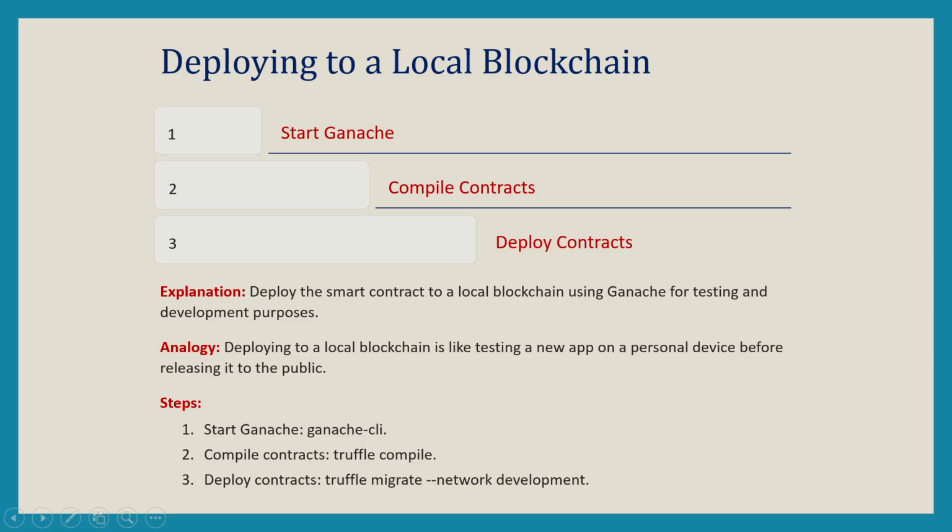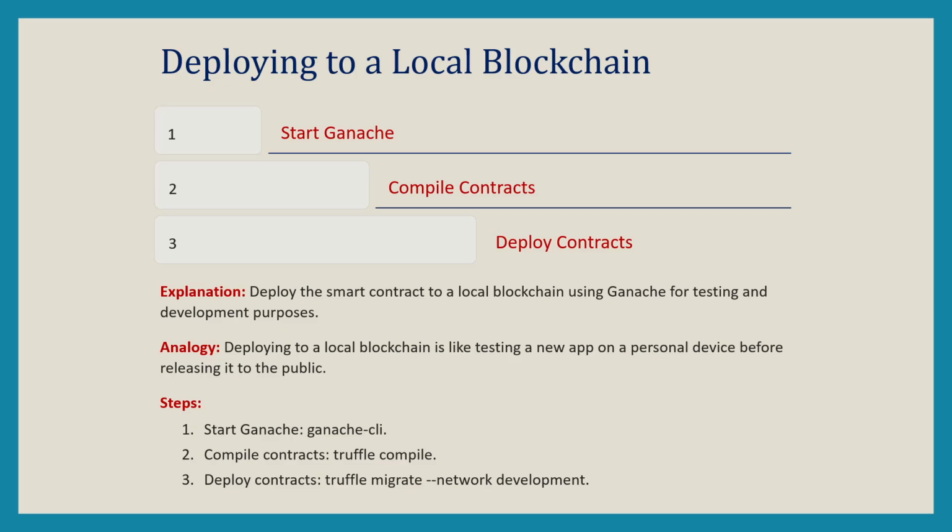So what we do here is we deploy the smart contract to a local blockchain using Ganache for testing and development purposes. So the analogy that we are using here, to put this in more familiar terms, is like testing a new app on a personal device before releasing it to the public. Whenever there's an app, right, you test it on a personal device first, to see if it works properly, to recognize bugs and issues you can find on your own. So this is how it works. So you're deploying it on a local blockchain first, which you own. It's a personal blockchain.